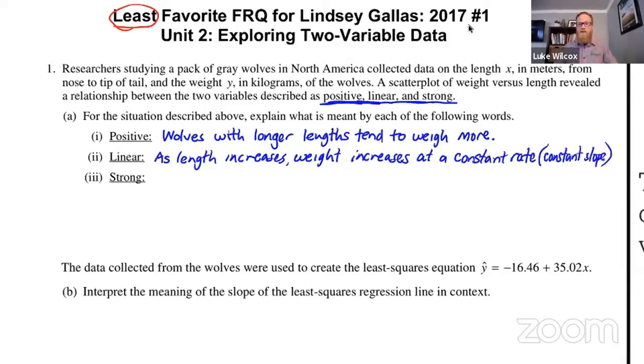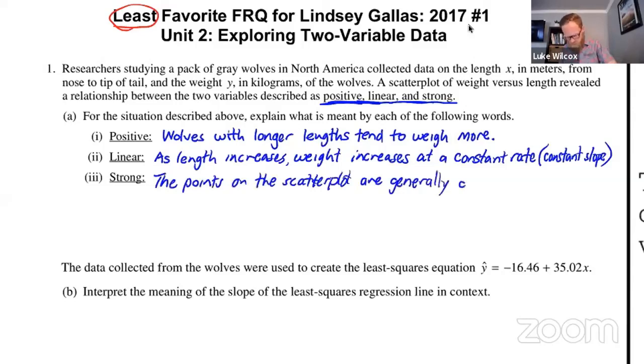And then finally, to describe the relationship as strong, well, the strength of the relationship depends on how close those points in the scatter plot are to the form that you've chosen. In this case, we chose linear as our form. And if it's strong, that means that those dots are all going to be fairly close to that line. So I'm going to say the points on the scatter plot are generally close to the line of best fit.